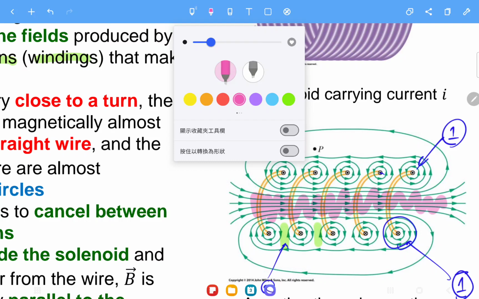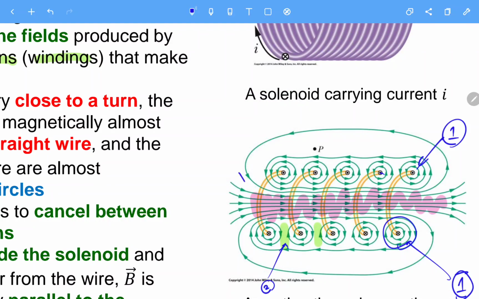This is the third pattern. Here, this is in the middle and far away from the wire, which means really inside it. So we will assume that the B field is uniform and pointing to the right side.